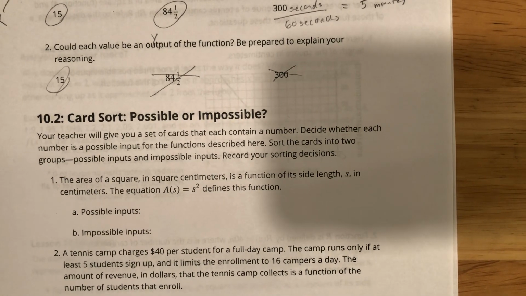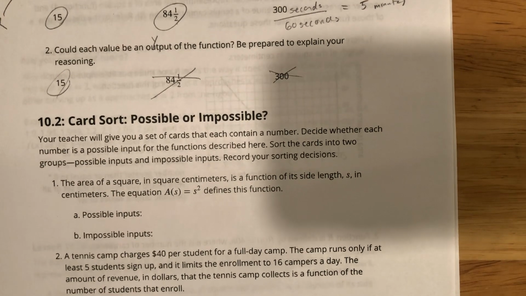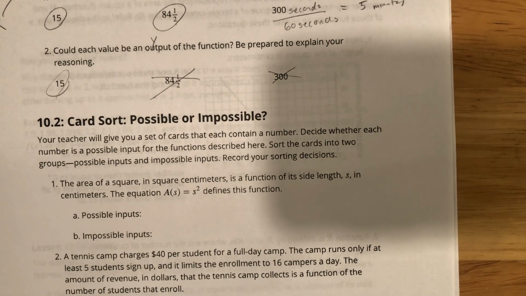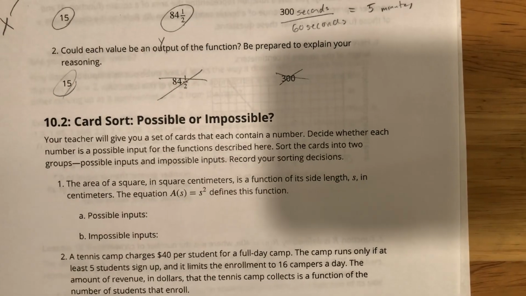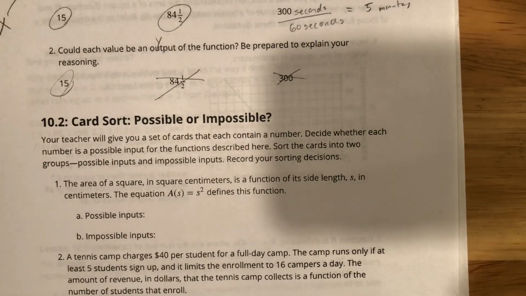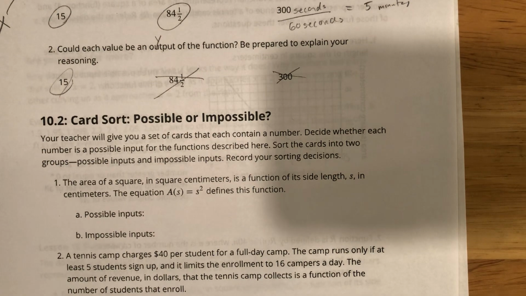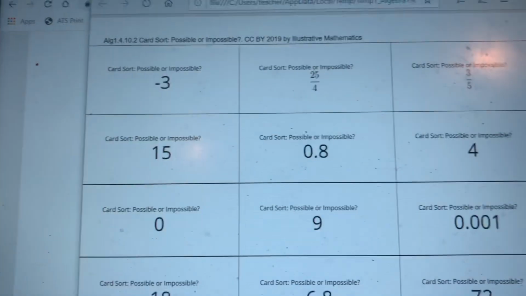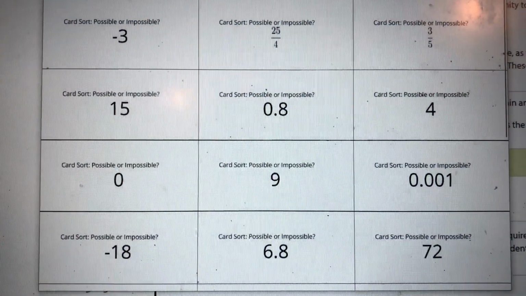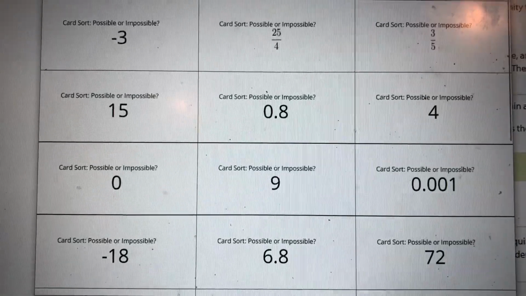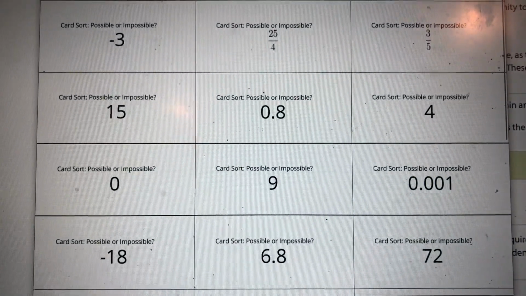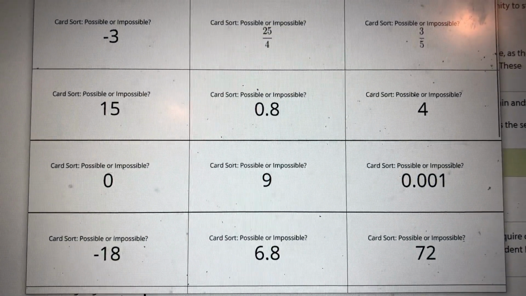Record your sorting decisions. So I'm just going to read through all the situations to make sure it's abundantly clear what they mean by everything and what the inputs are. I'm going to post this on Google Classroom, and I'll show you what it looks like real quick on my phone. It's going to look like this. So these are the possible inputs that you're going to be testing to see, do they make sense for that function? As you can see, we got a lot of different types of inputs.